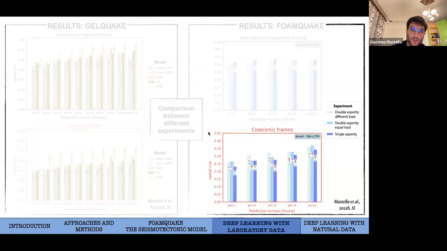Instead, if we concentrate our attention on the coseismic frames, we can see that the easiest experiment to predict is the experiment characterized by the presence of only one single asperity. This is due to the fact that if there's only one asperity, the model tends to always generate the same typology of rupture, while if you are working with more than one seismogenic source, you can have both single and double asperity ruptures, so there's a larger variability in terms of rupture areas of analog earthquakes.